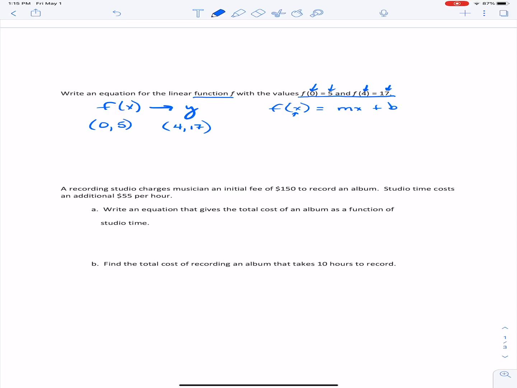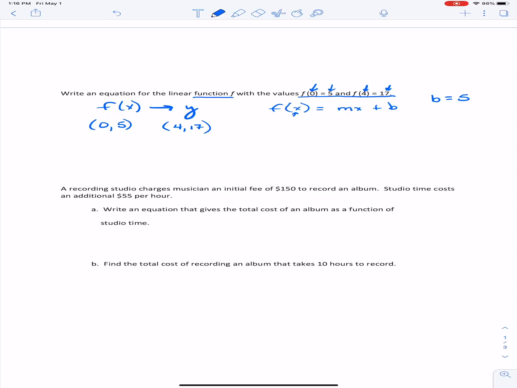Now, we're not done. We've just identified the points. But in order to write an equation, we must know the slope and the y-intercept. Okay? So, first of all, we know that our y-intercept is where x is equal to 0, right? So in our first point right here, x is equal to 0, which means our b is going to be 5. Now, we can find our slope, as we learned in an earlier video.